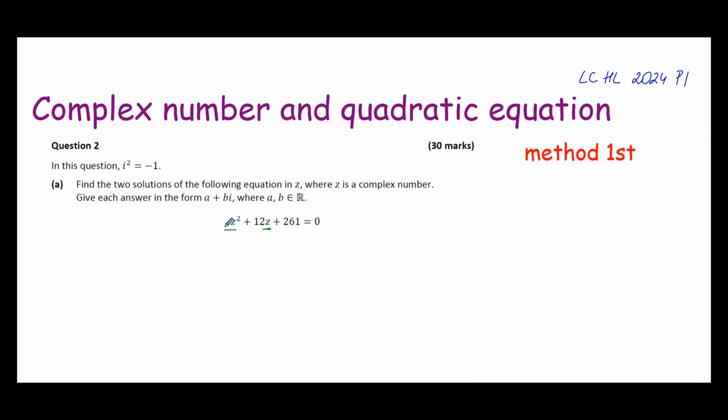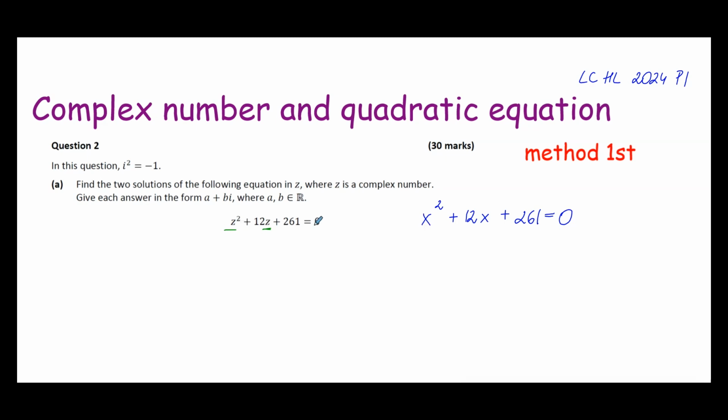Now, if I change that z to x, x to the power of 2 plus 12x plus 261 equals 0, isn't it? That's a quadratic equation. It's just z can be a little bit different. And then they are telling us that actually that z is a complex number. Okay, so that changes things a little bit.